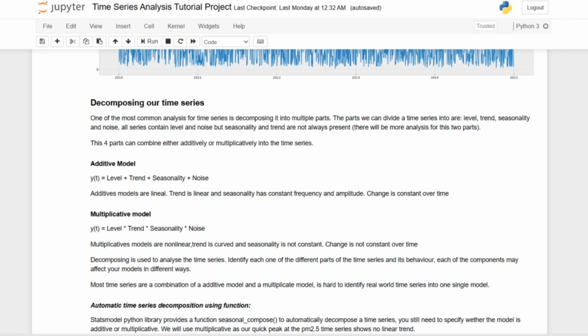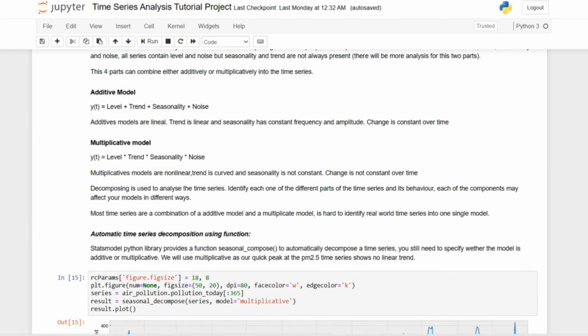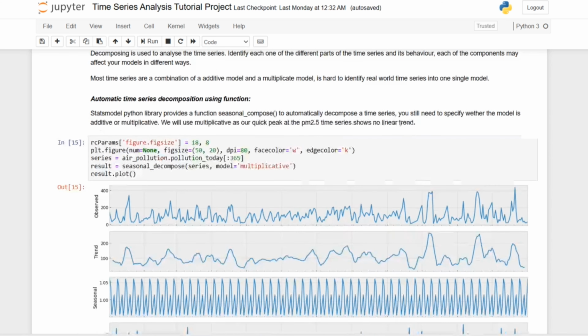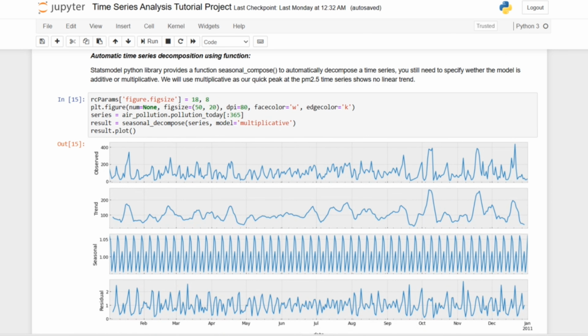So let's start by decomposing. The very first important function used for decomposing is seasonal_decompose, which basically decomposes a time series automatically. You don't have to write the whole code manually. This function from the statsmodels Python library will do it for you. After running this syntax, guys, you can see this is our data.